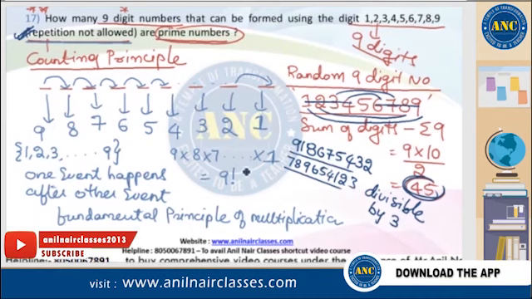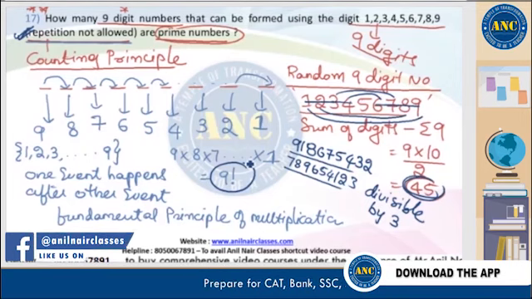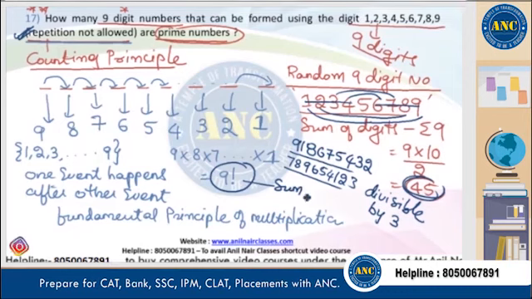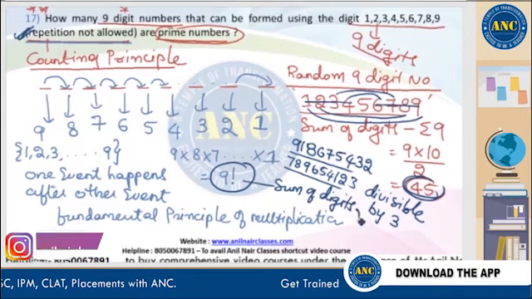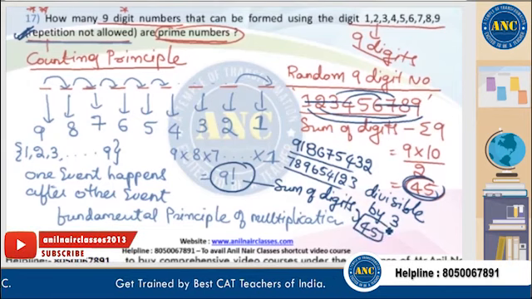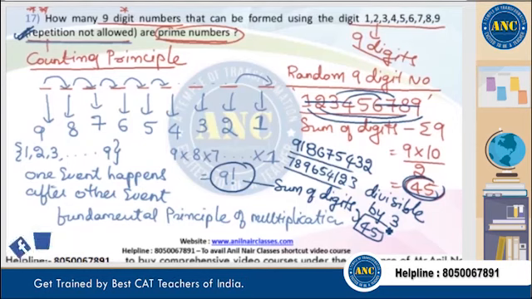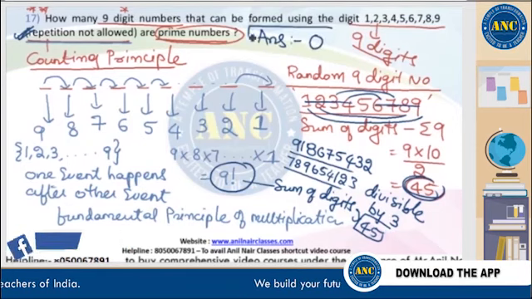That means total there are 9 factorial numbers. Only the position of the digits will change, but for all the 9 factorial numbers, if I do the sum of the digits, all happen to be 45. 45 means all are divisible by 3. So the answer for this question is big 0. Answer for this question is big 0.